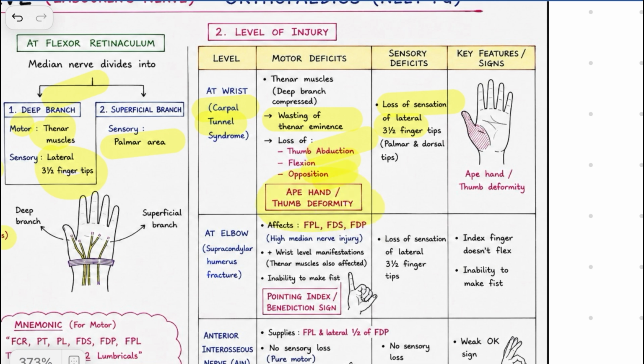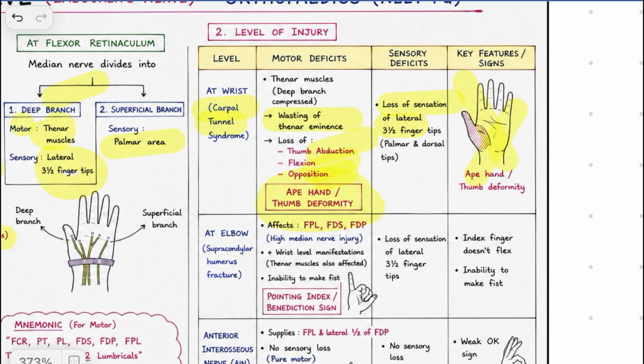This is not the exact picture, don't go by this, I'll show you the pictures. So this is how you have to memorize it. Carpal tunnel syndrome, deep branch injury. What does the deep branch supply? Thenar muscles, lateral 3.5 fingertips. Everything is lost, and you also lose thenar muscle function. So that's the reason it is giving ape hand or thumb deformity.